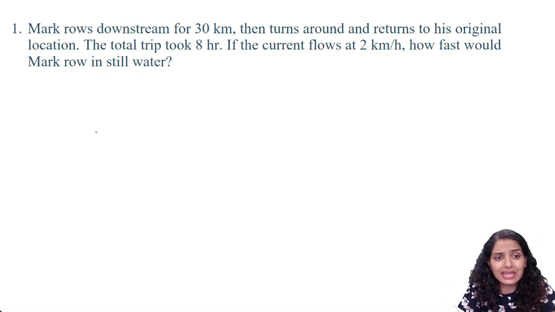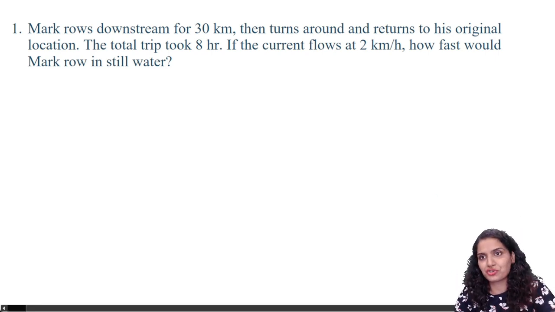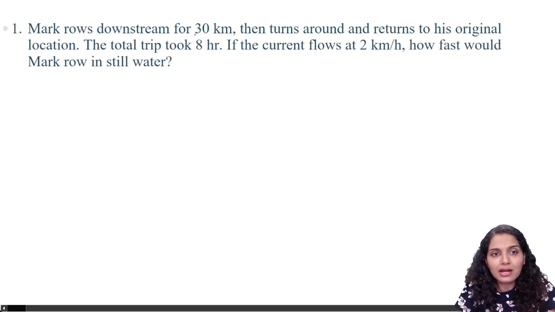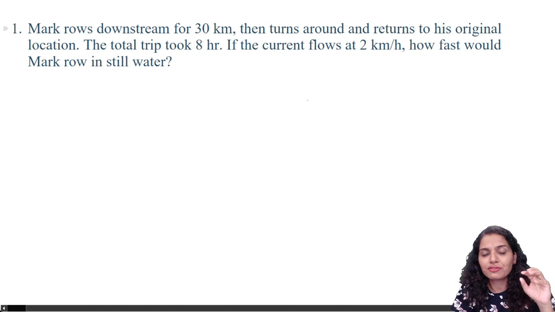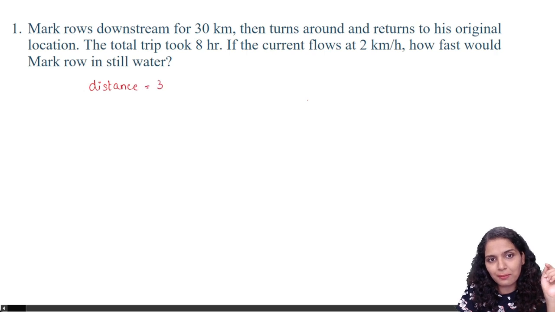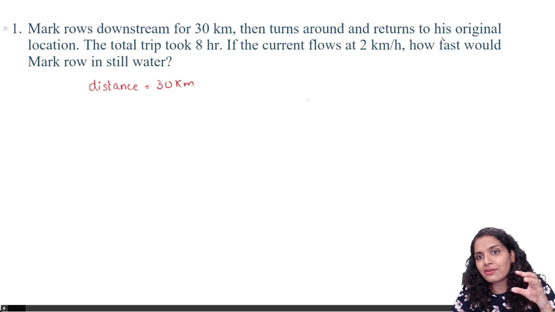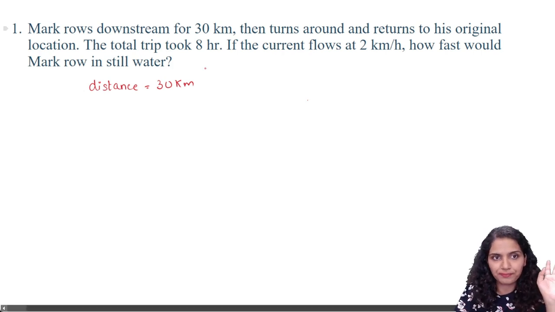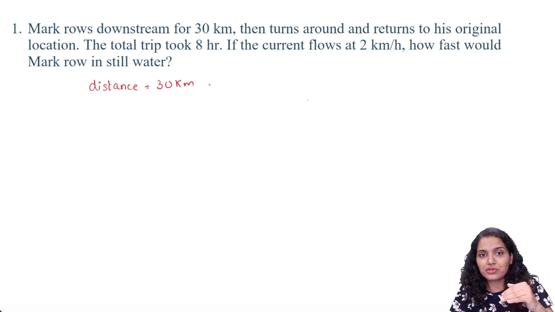Now this is a very important and interesting question because it is actually based on the upstream and the downstream. Yes, so Mark rows 30 km downstream, and of course for the upstream also the distance will be the same, correct? So the distance will remain 30 km for sure. Then he turns around and returns to his original location. Okay, so the distance is 30 km downstream and back.